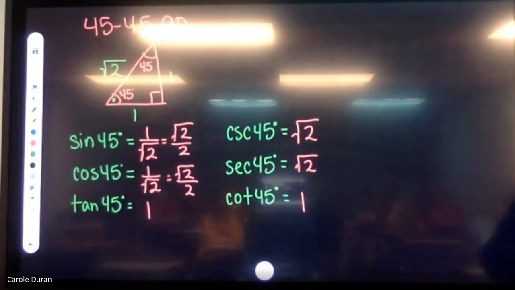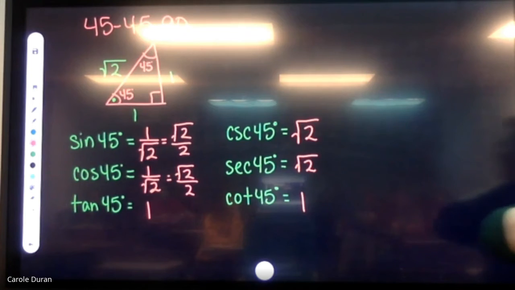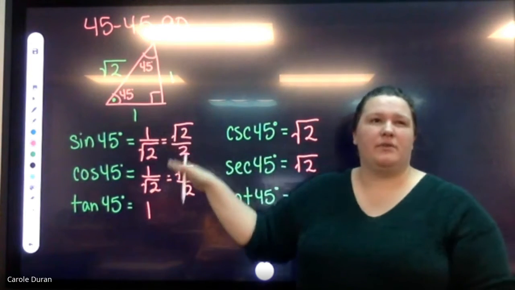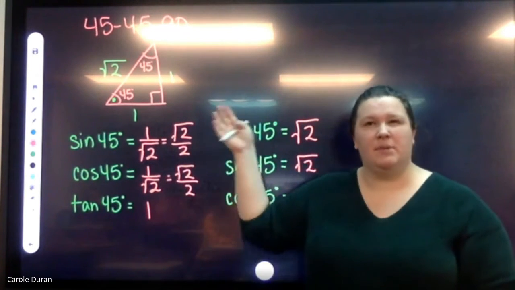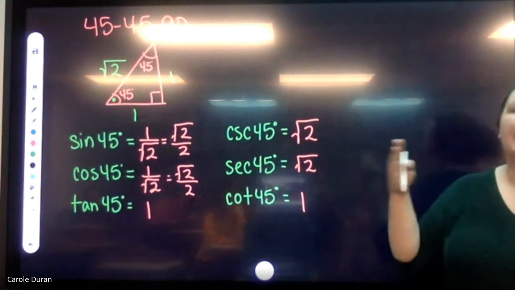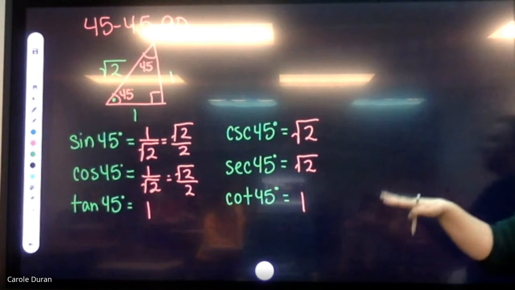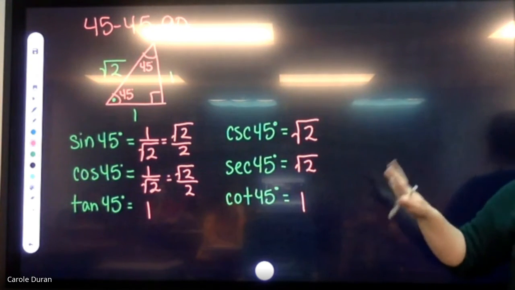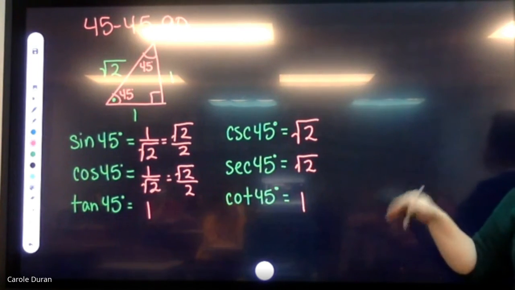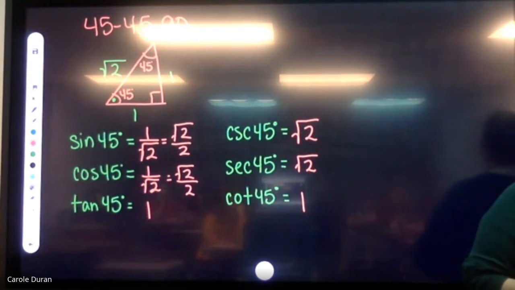Okay, so these are the 6 trig ratios that I got for this 45, 45, 90 degree triangle. If any of yours are different, please let me know. So sine, I got 1 over the square root of 2, which we rationalized to be root 2 over 2. Cosine, also root 2 over 2. Tangent then is equal to 1. Cosecant is square root of 2. Secant, square root of 2. And cotangent is 1. Anybody have any major issues with that?